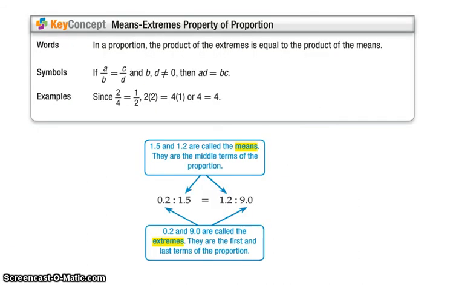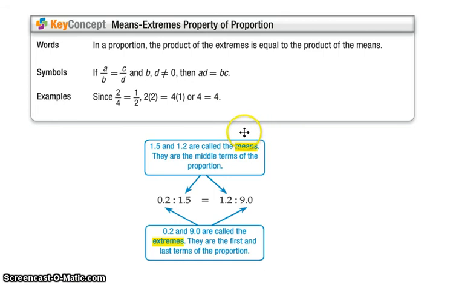Let's move into proportions. Again, a proportion is just when you have two ratios set equal to each other. Now we talked about explaining each step, explaining the process, and that everything you do in math has a reason or a property behind it. When we solve proportions, there is a property. It's called the means extremes property of proportion. What this says is, in a proportion, the product of the extremes is equal to the product of the means. First, let's talk about what the means and the extremes are.